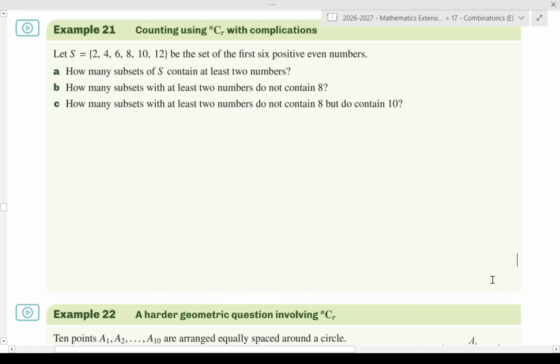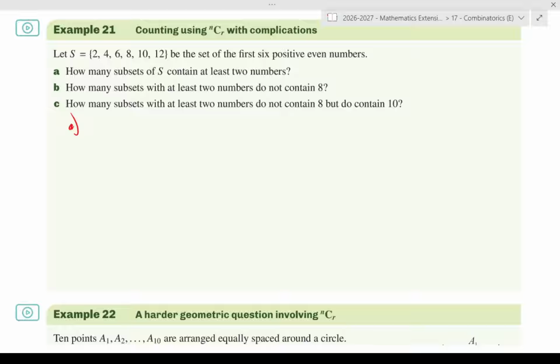All right, so we are having a look at sets of positive even numbers: 2, 4, 6, 8, 10, 12. So this is using nCr, but there are complications. So what do we got? We've got subsets of S containing at least two numbers. Question A: how many subsets of S contain at least two numbers? What is it actually asking us?